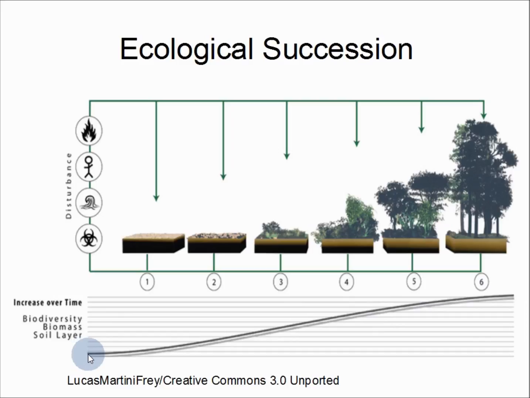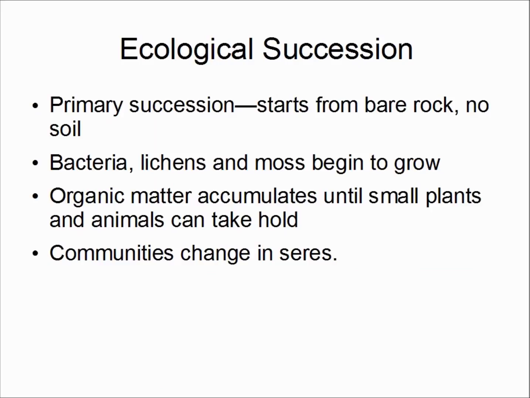But you can notice at the beginning, when there's just bare rock, you have very little biomass or biodiversity in the soil layer. And as you get through these stages of ecological succession, it builds up until you finally have your climax community, and the soil is very deep and thick and rich at that point. We call this primary succession, and we call it primary because it starts from bare rock where there's no soil. And I've outlined here what I just told you, that there's bacteria, lichens, and moss begin to grow, and there's an accumulation of organic matter that eventually lets a mature climax community take hold.